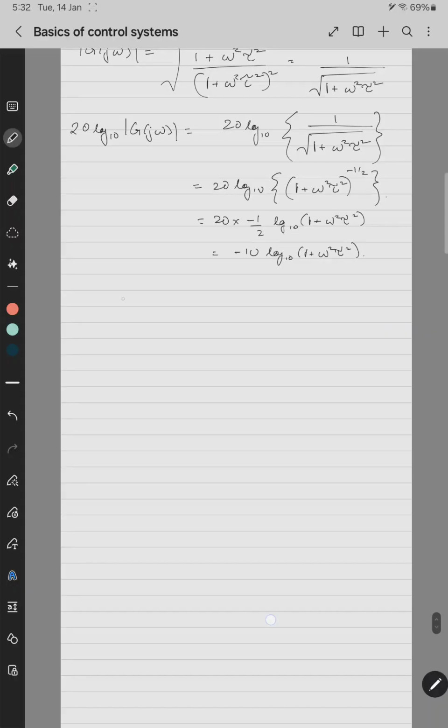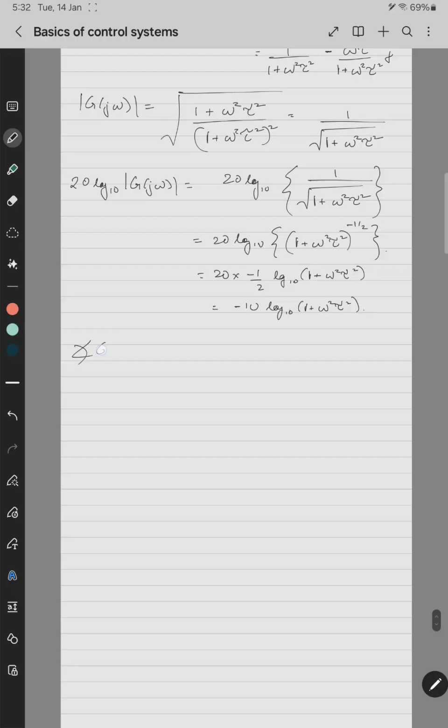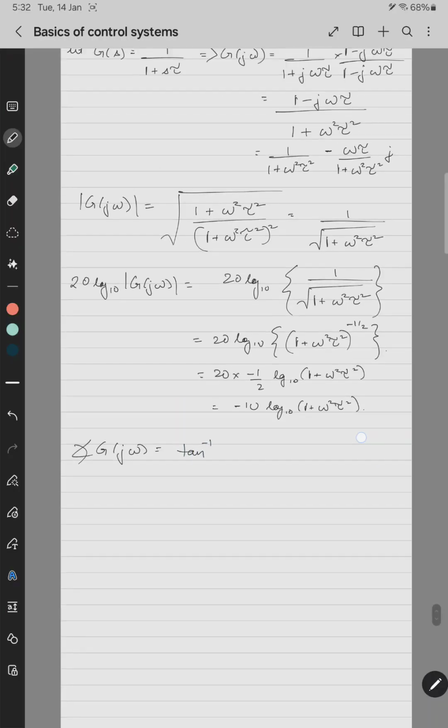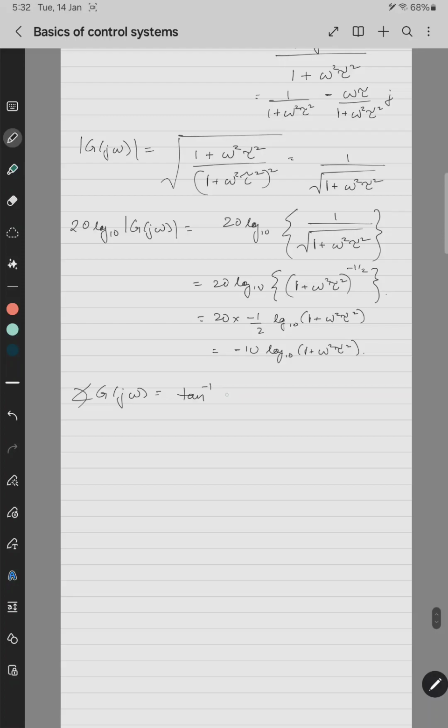Now let me write the phase value. What is the angle of G of j omega? That is tan inverse of b by a. So that is tan inverse of minus omega tau, or minus tan inverse omega tau.